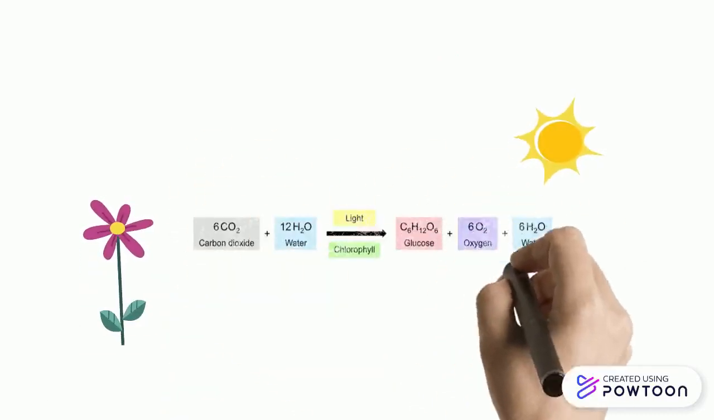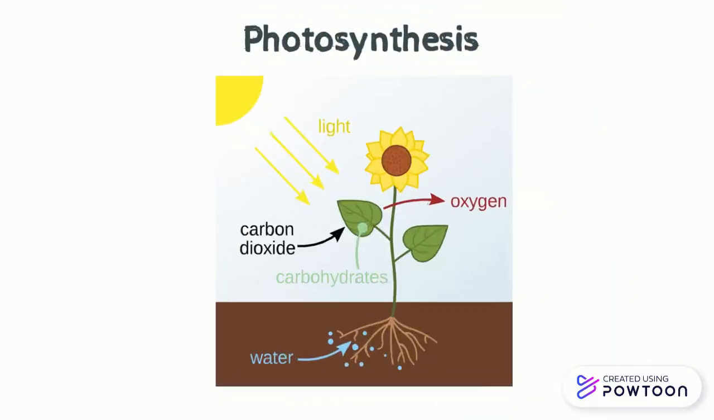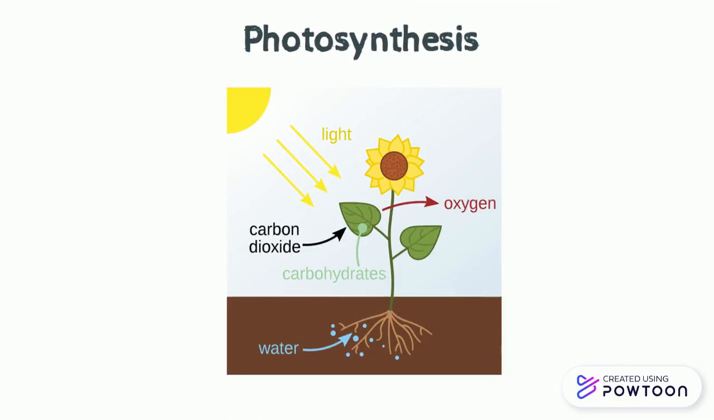I'm sure we all know what photosynthesis is, but we're going to be discussing the process in more detail and breaking it down even further. Before we get started, we know that photosynthesis is the process by which plants capture light energy and use it to convert water, carbon dioxide, and minerals into oxygen and energy-rich organic compounds.